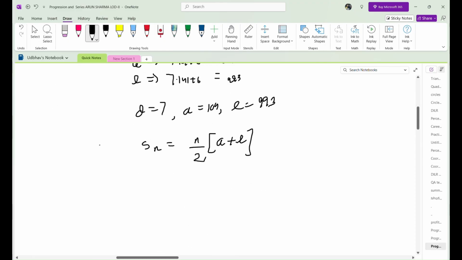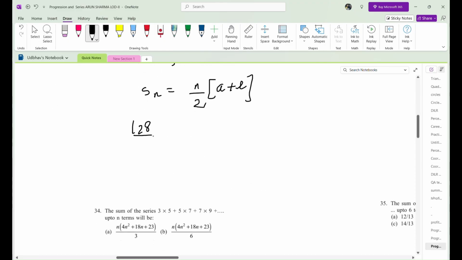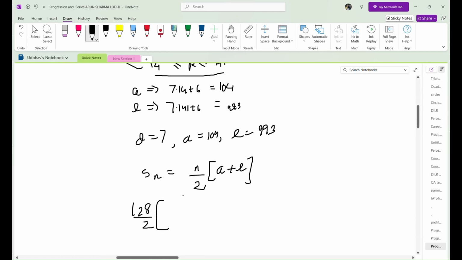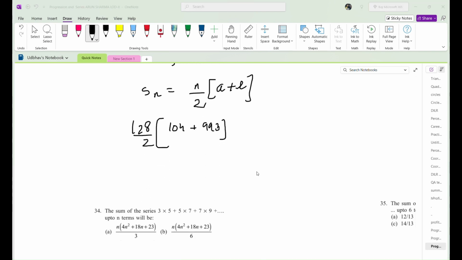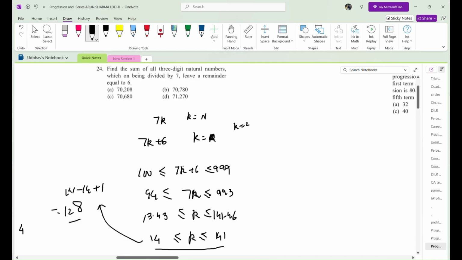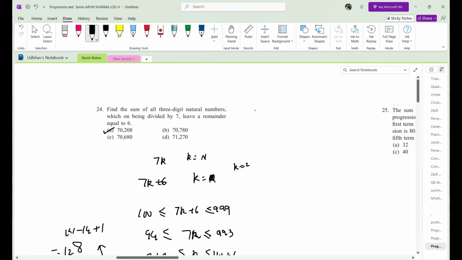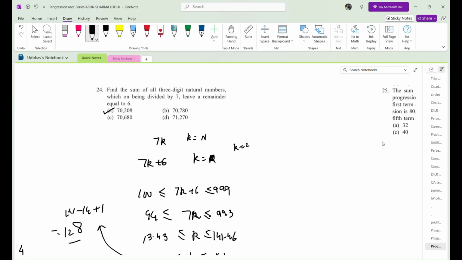So we can just plug in the formula now. n equals 128, so 128 upon 2, times first term 104 plus last term 993. When we solve this value, the answer will come to 70208. Okay, so moving on to the next question.